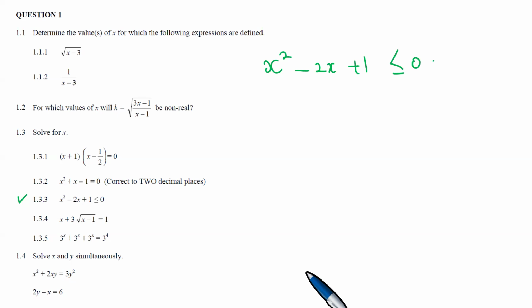So we continue. Let me know when you're done. x squared minus 2x plus 1 is less than or equal to 0. What are the values of x? Who is done? If you're done, please let me know.